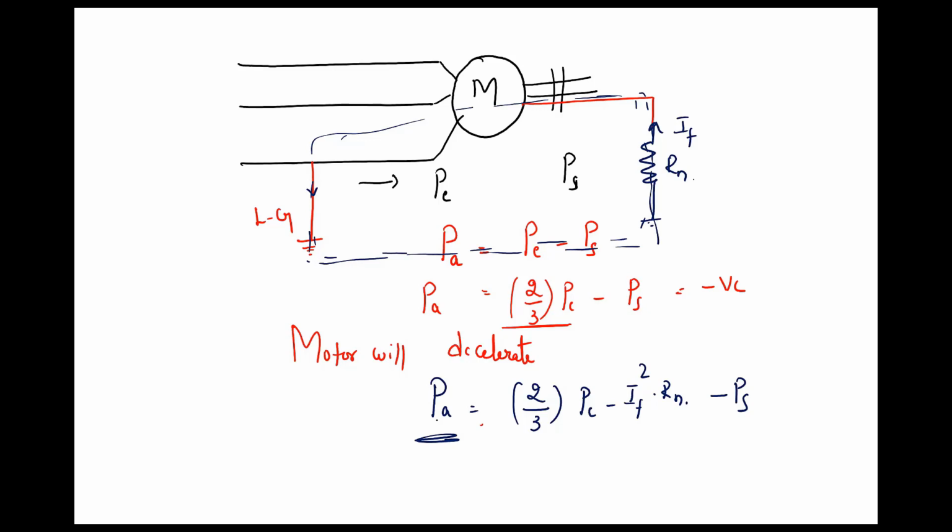And motor will lose stability. So in order to nullify this term, to save our input real power, it is preferred to ground with the reactance Xn. So in this case, this term becomes 0. That means the heat dissipated becomes 0. So your decelerating power can be reduced.